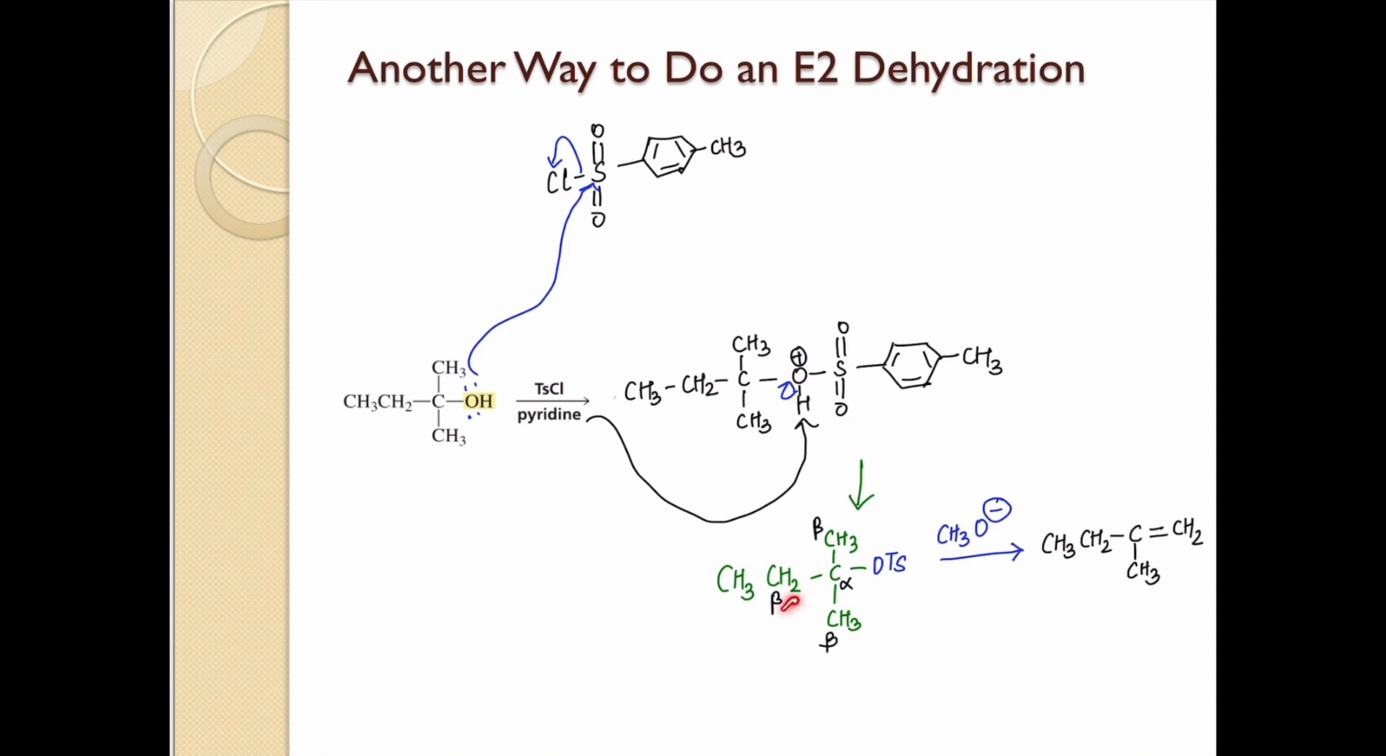Or if this beta hydrogen has been abstracted, it's going to result in this product. And between these two products, we already know that this is our major product because this is highly substituted.